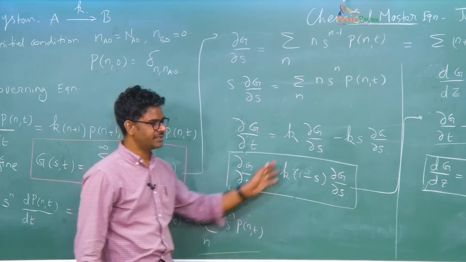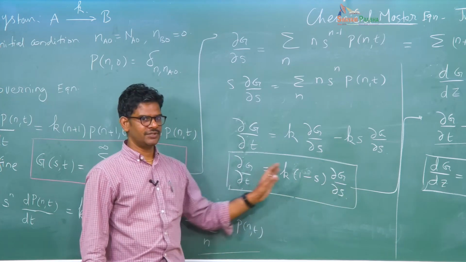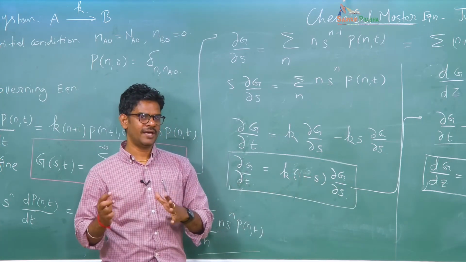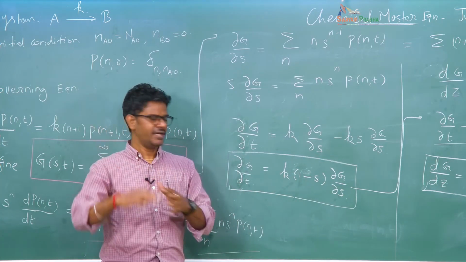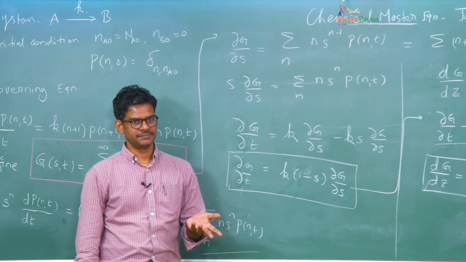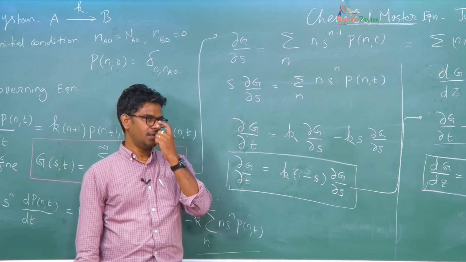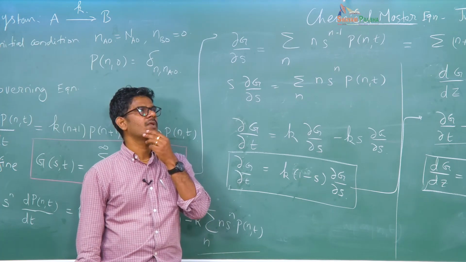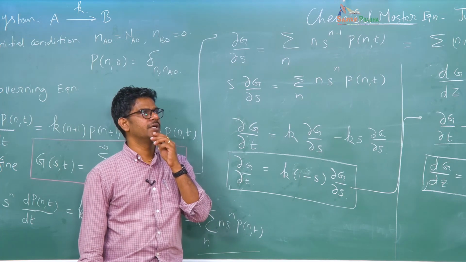Now from here onwards we have two variables, so we want to have a new variable z into which both variation of t and s can be mapped. Let me give you an example.